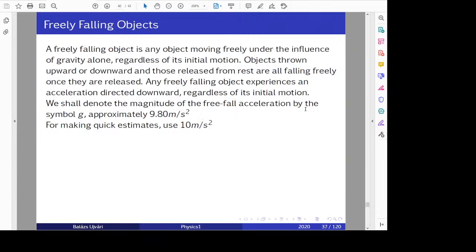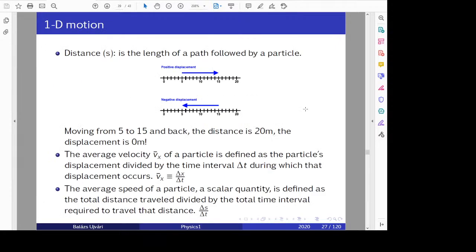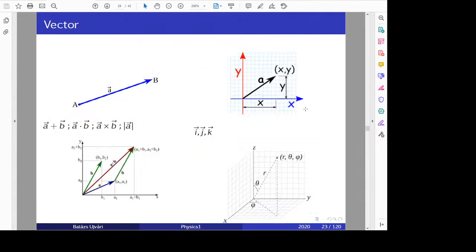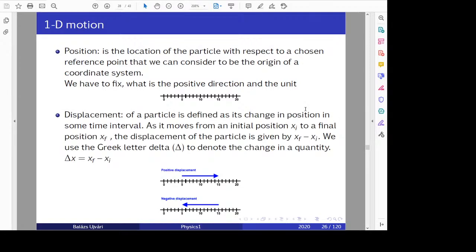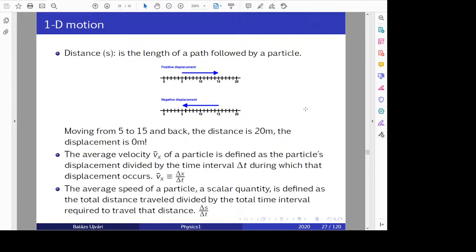All right, so what is important? Important to me is understanding the coordinate system and playing with vectors: adding, subtracting, multiplying, lengths, and so on. This is very important in physics. Then we use the vector to describe the position, and by the position, we can talk about displacement and distance. Try to separate these two things. And from that, we can define what velocity and speed are.